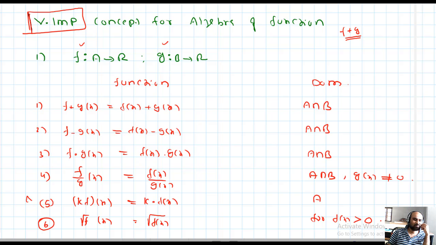Okay, this is important. I want to use another color. This is another important one: k into f(x). (kf)(x) equals k into f(x). The domain is A. What is the domain? That is the domain of this new function. So root f(x), this is inside, root f(x), that is root over f(x), for f(x) greater than 0.